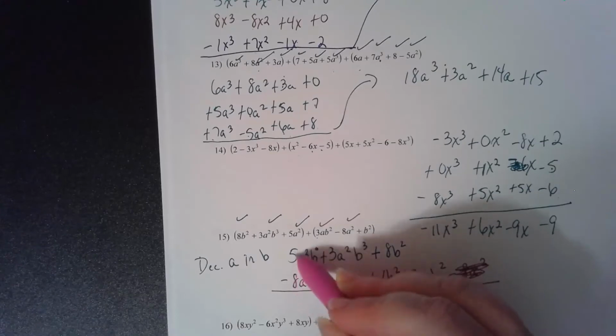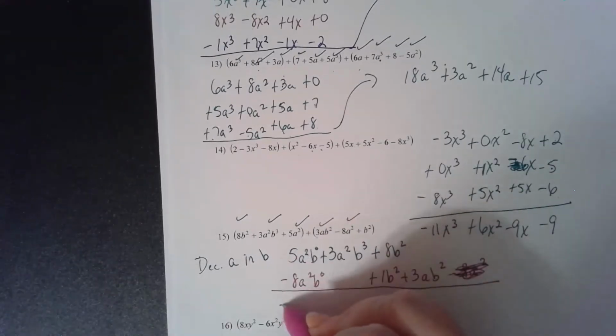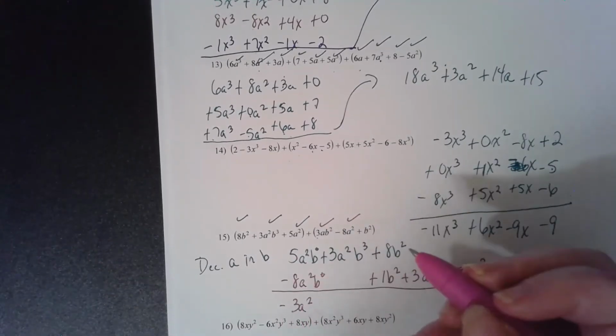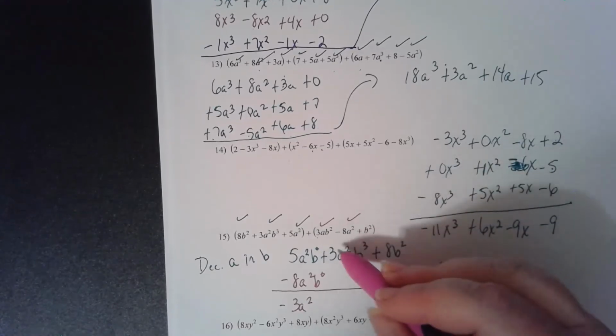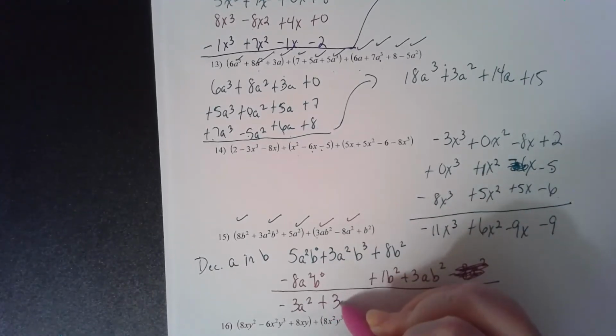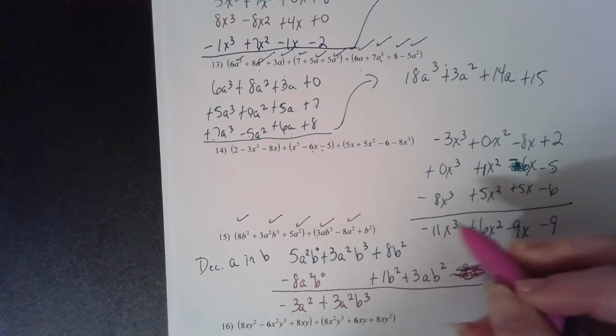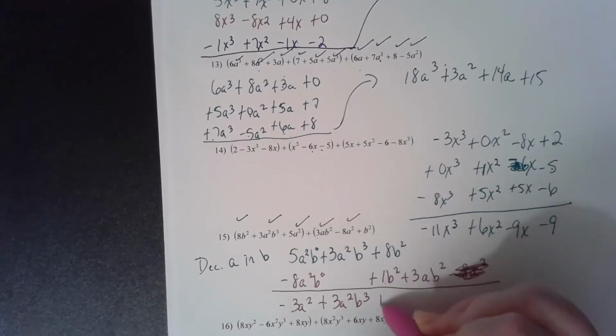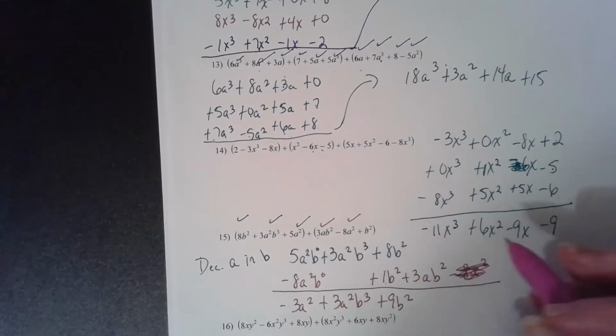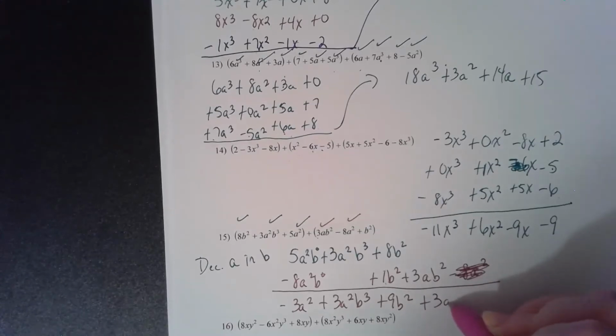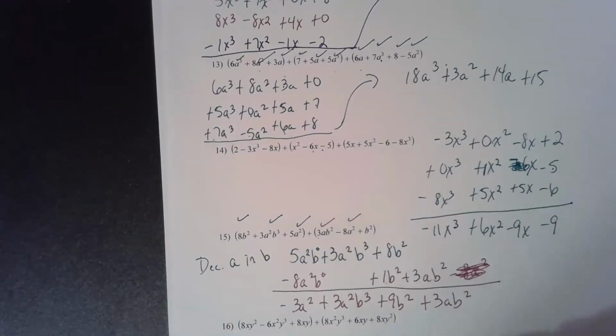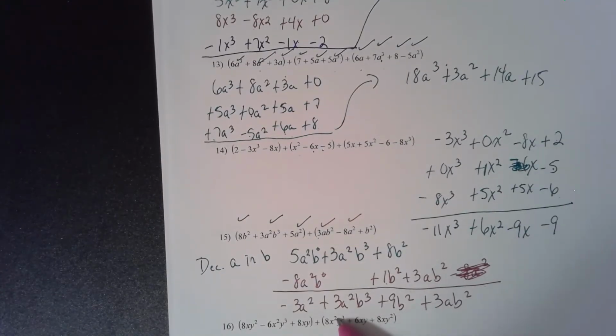So if I take this, this is going to give me negative 3A squareds. It's going to give me plus 3A squared B cubed. It's going to give me plus 9B squared plus 3AB squared. Okay? And then again, if I was going to rewrite it, we could rewrite it in decreasing terms, and let's see.